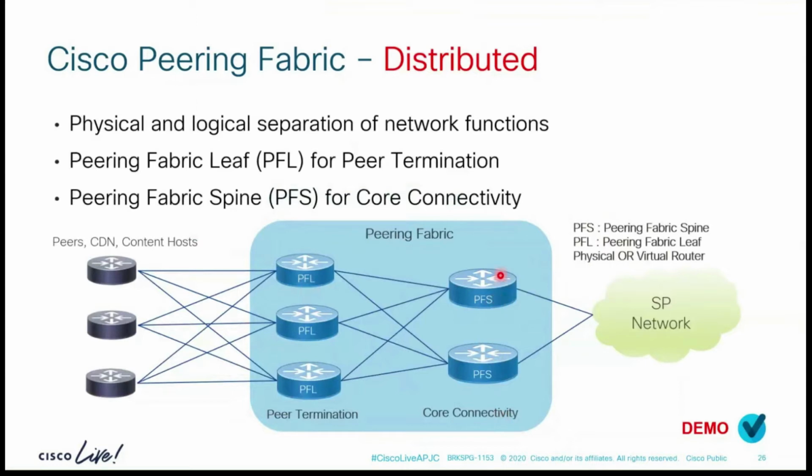interconnect with the SP backbone. In this distributed architecture, we have very large scalability compared to the chassis or big router scale. Here we just add more PFL to have more access connectivity to more peer links, and to add more backbone bandwidth, we simply add another Peering Fabric spine. It's just like a spine and leaf architecture, but for an internet gateway network.